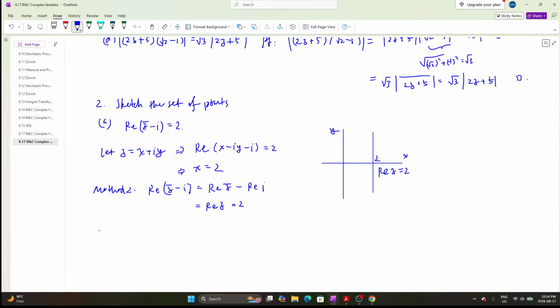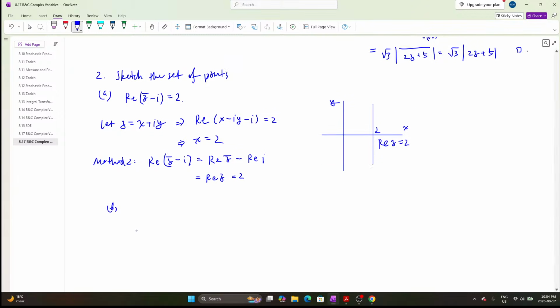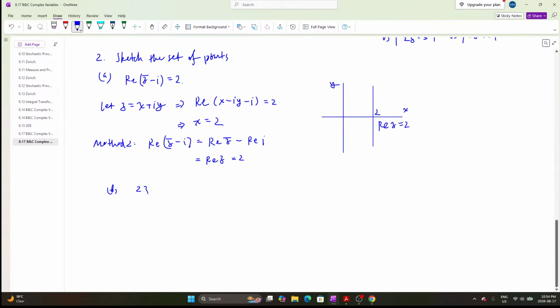All right, so part B. Part B says the modulus of 2z bar plus i equals 4. You can still use z equals x plus iy and then substitute and simplify, but I think there should be a better way to avoid complicated manipulation. So let's do that.